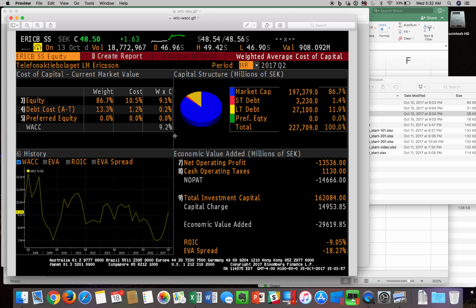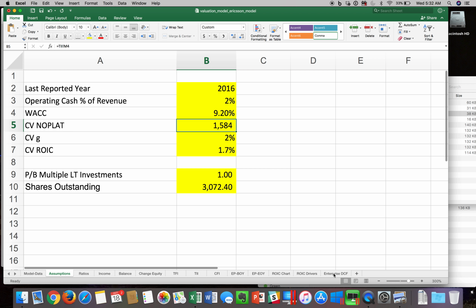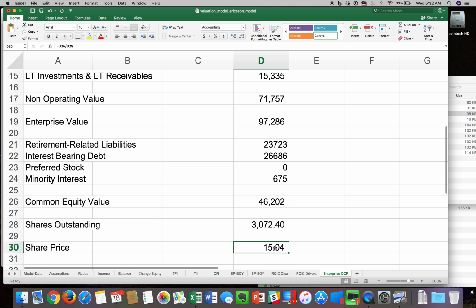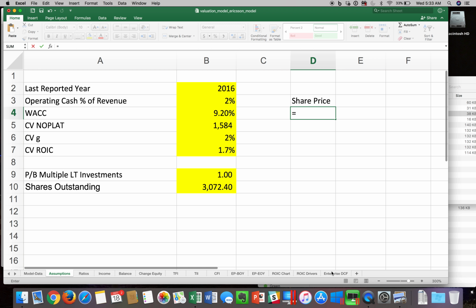So that's the number that we're going to use to get to that share price. So we use 9.2. So again, we'll come back to our model. And instead of the 7.7, we'll type in 9.2. Okay, obviously, that is going to lower the share price a little bit because we're now discounting it at a higher rate. So because we're going to keep jumping back and forth between these screens, I'm going to do something just to help myself. Number one, I'm over here. I'm just going to put in share price.